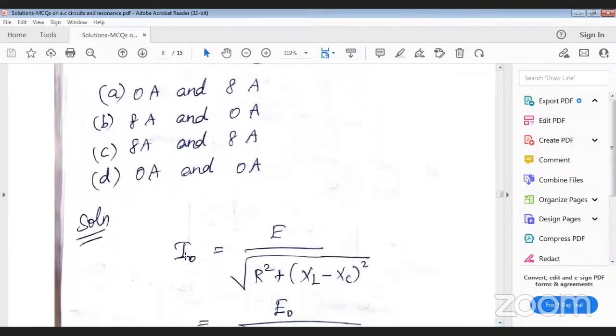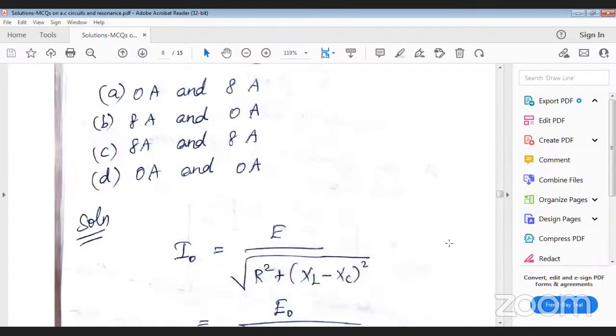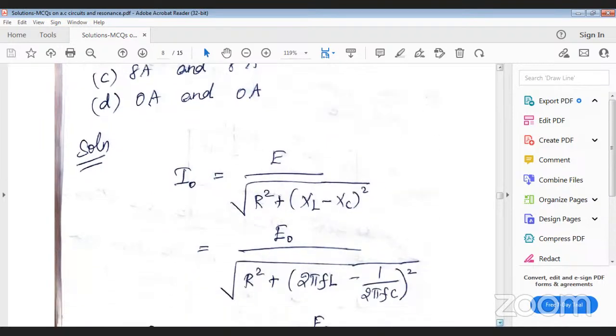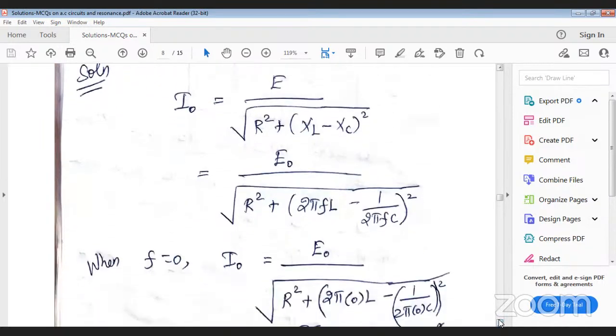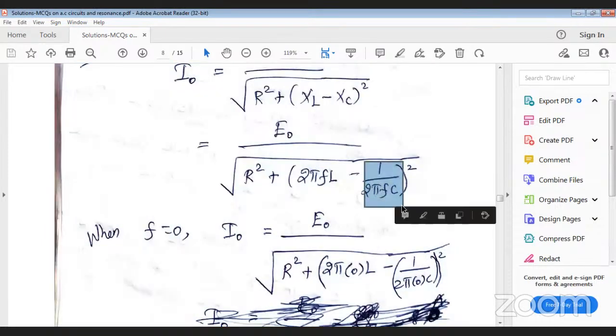You need to use this formula: I naught equal to E by root of R squared plus (XL minus XC) the whole square. Instead of XL, you need to put 2 pi FL, and instead of XC, you need to put 1 by 2 pi FC. So this is the equation for finding the current.